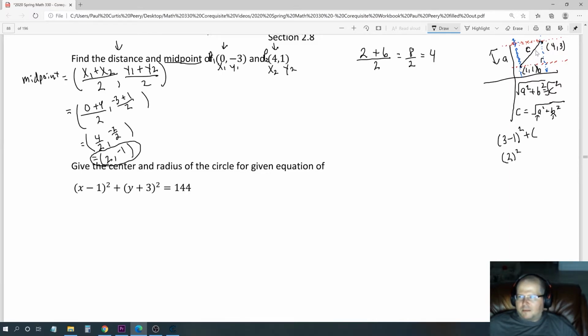And that just gives me the 2, right? Okay, well, what about B? Well, B is the horizontal part right here, right? And we would say, well, what is the difference between 1 and 4? Well, between 1 and 4 is a 3, right? Okay. So 2 squared is a 4, 3 squared is a 9, and that would give you a 13. 4 plus 9 is 13, right?